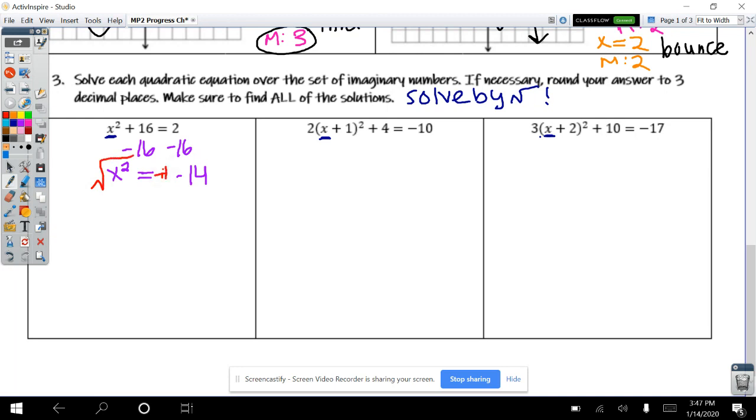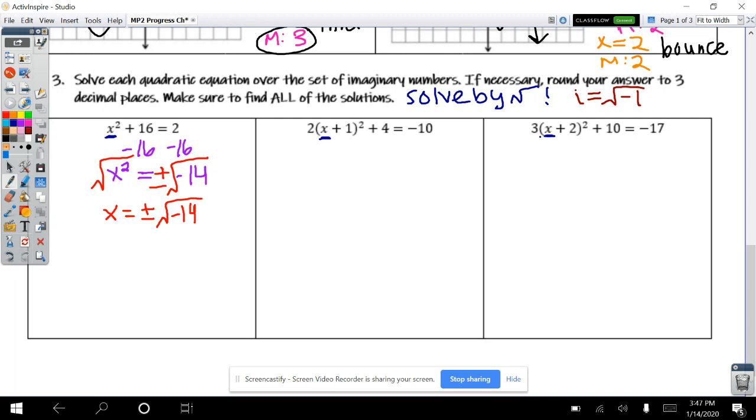And then to get rid of the squared to solve for x, I need to take the plus or minus square root. Don't forget that plus or minus. When I take the square root of x squared, I'm left with x. And then over here I have plus or minus square root of -14. Do not leave your answer like this. We're not done. We know that a square root of a negative becomes imaginary.